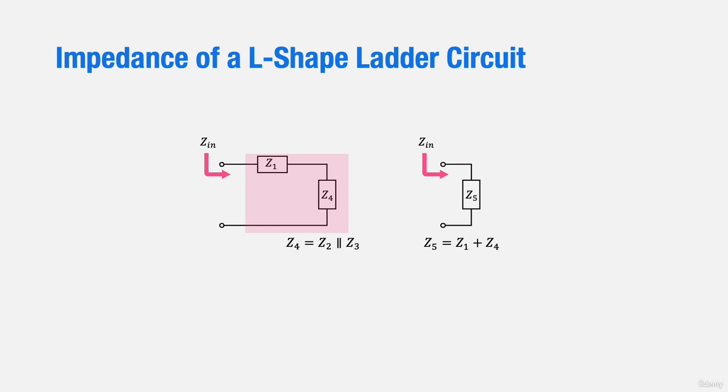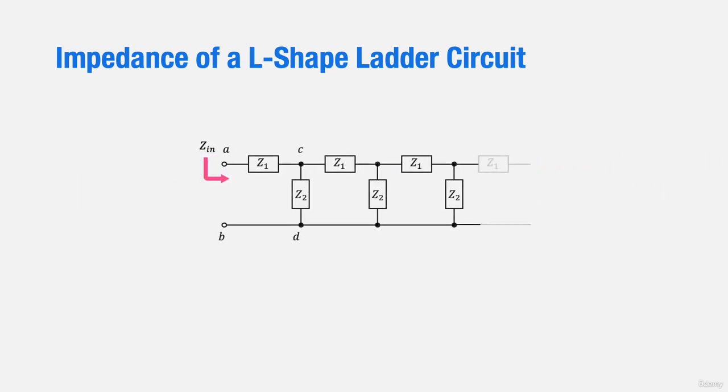Okay, here comes a tricky question. If this ladder network were infinite in length, how could we determine its input impedance Zin? You might be thinking, is this a joke? An infinitely long network? How could I possibly know what its input impedance is? But don't worry, let's see if we can figure it out.